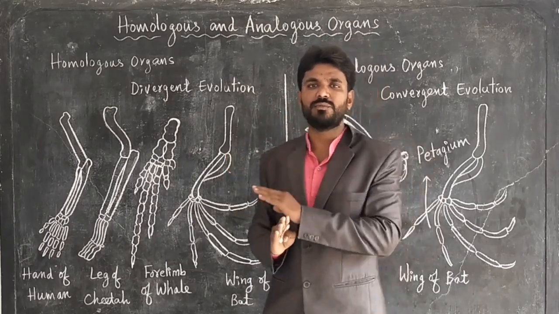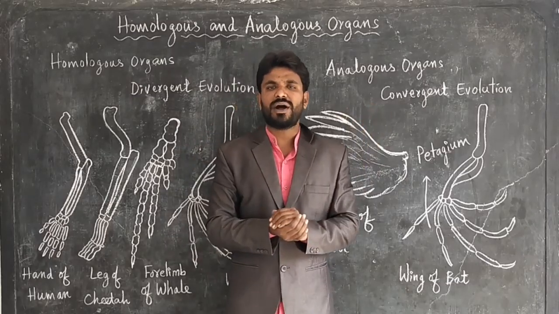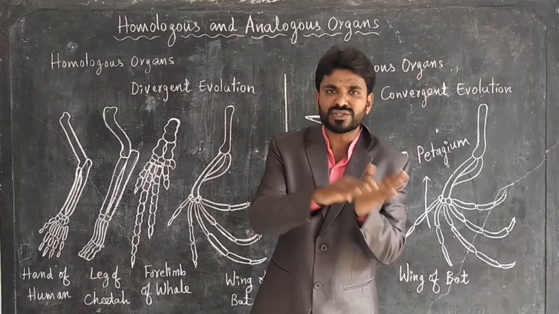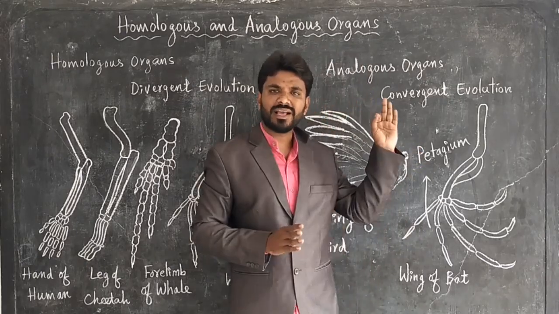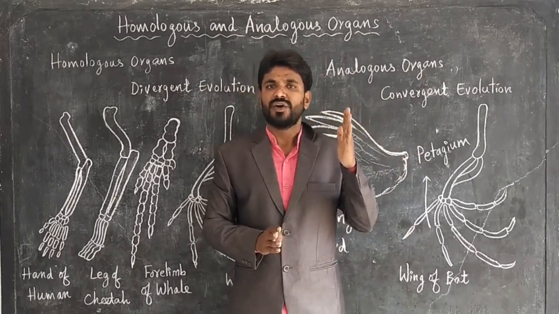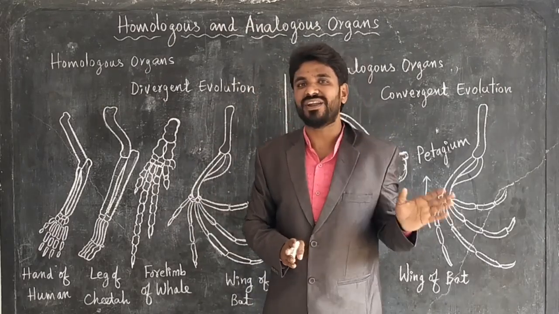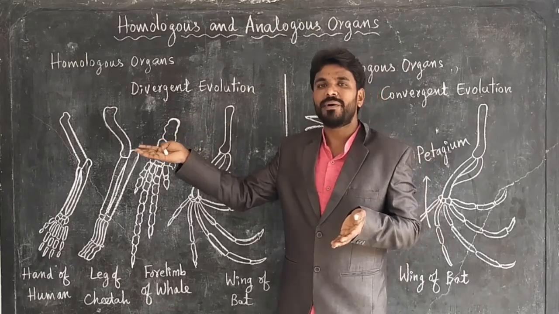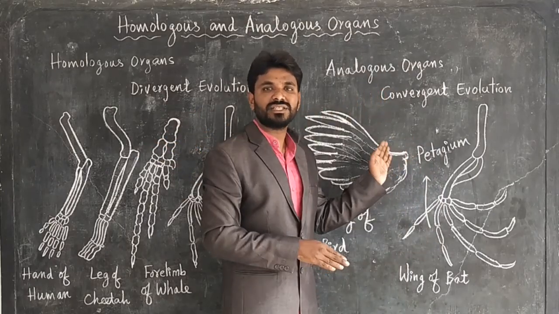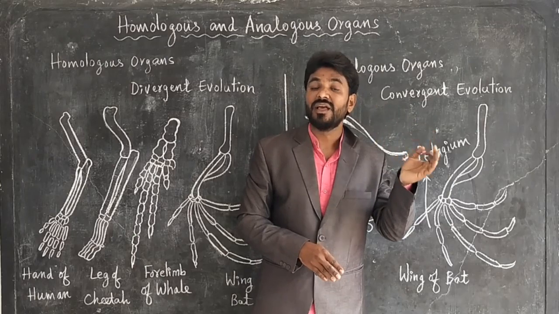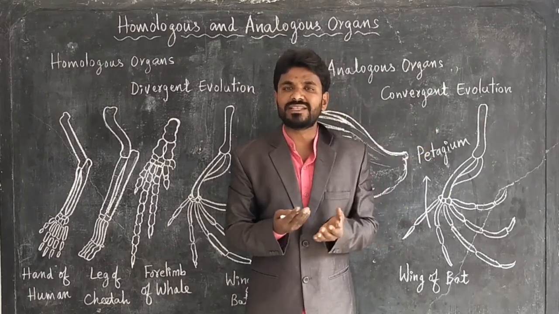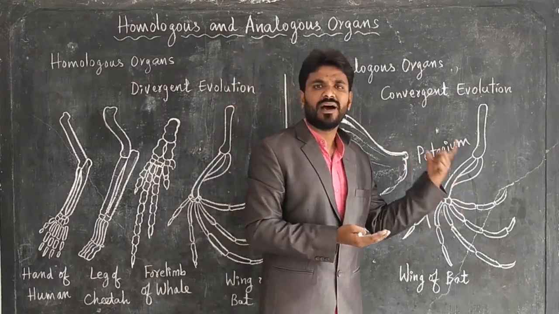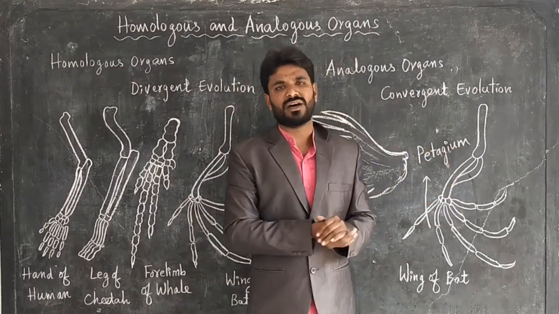Okay, now let's move to analogous organs. What are analogous organs? Analogous organs are completely reverse to homologous organs. Analogous organs means the organs which are structurally different but functionally same. Homologous organs are structurally same but have different functions, but here these organs are structurally different but function is same. What are the examples for those organs? Wings of birds and wings of bat are the examples for analogous organs.